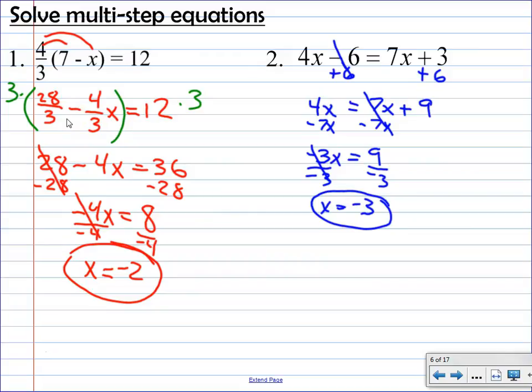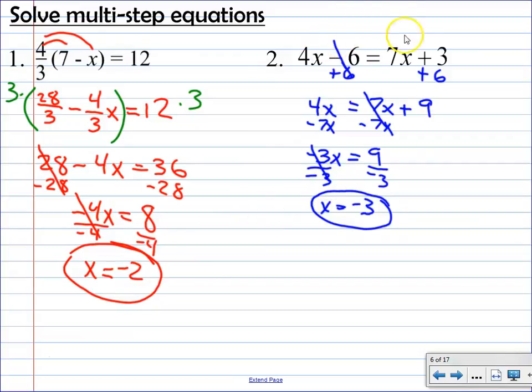That's fine. Maybe you kept the fractions in there. But I wanted to eliminate them, so I multiplied everything by 3. Multiplied both sides of the equation by 3, and that canceled out the denominators here. So 28 minus 4x is 36. I subtracted 28 to get the x by itself, and then divided by negative 4 to get negative 2.